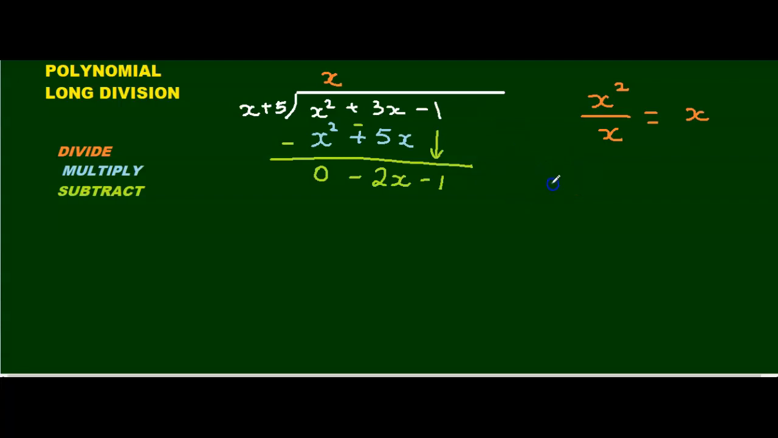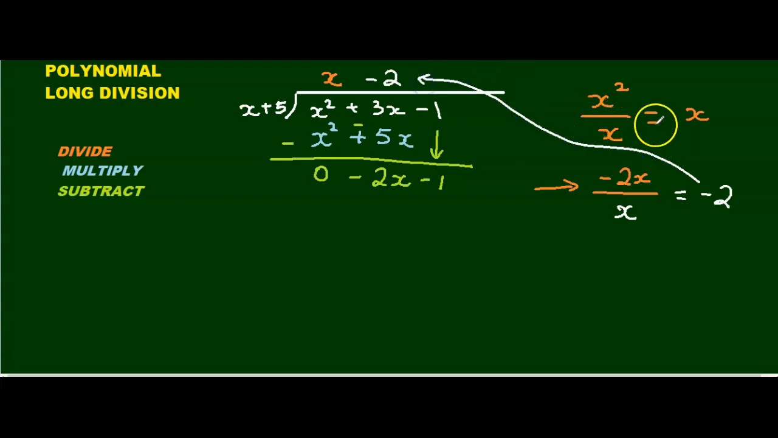Now we're going to look at this to divide, which is our negative 2x, and divide that by our x in our divisor. That gives us negative 2. I'm going to write my negative 2 up in the quotient. So this negative 2 goes up here, and the x from there went there. Okay.